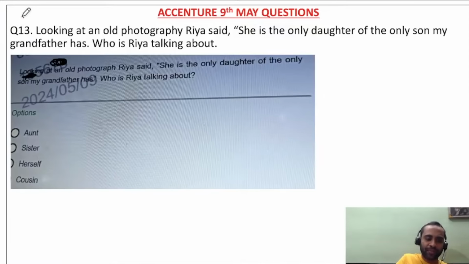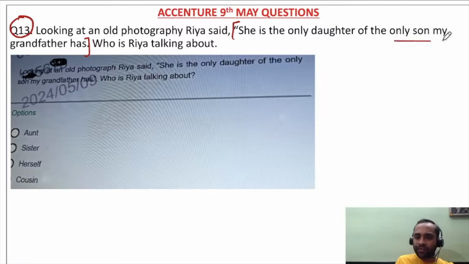These are easy problems. Now question number 13. Very good, Sonali. So question number 13, let us see how many of you are able to solve. Looking at a photograph, Ria said, she is the only daughter of the only son of my grandfather. Now first find it out.